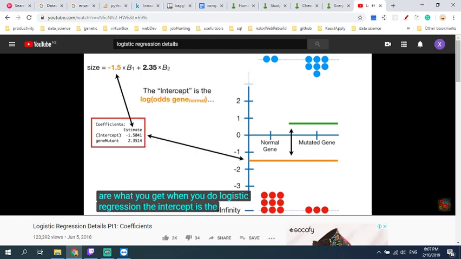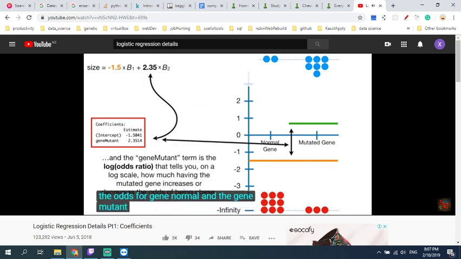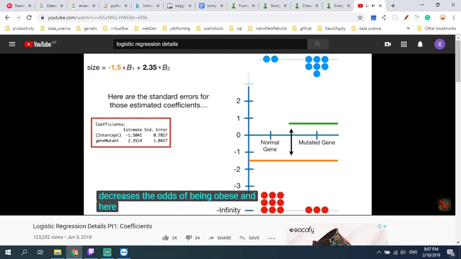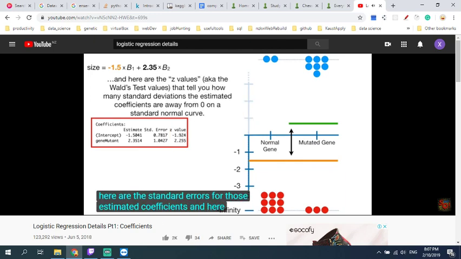The intercept is the log of the odds for gene normal, and the gene mutant term is the log of the odds ratio that tells you, on a log scale, how much having the mutated gene increases or decreases the odds of being obese. And here are the standard errors for those estimated coefficients. And here are the z-values, aka the Wald's test values, that tell you how many standard deviations the estimated coefficients are away from 0 on a standard normal curve.